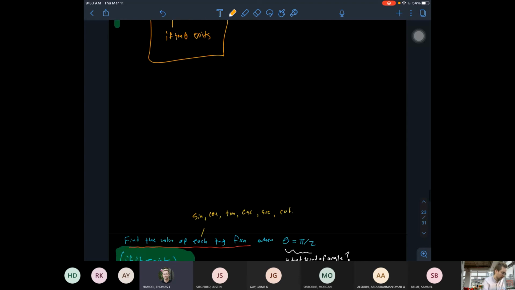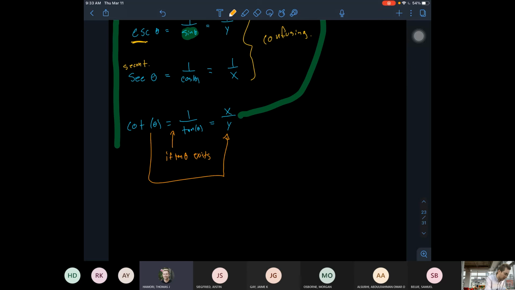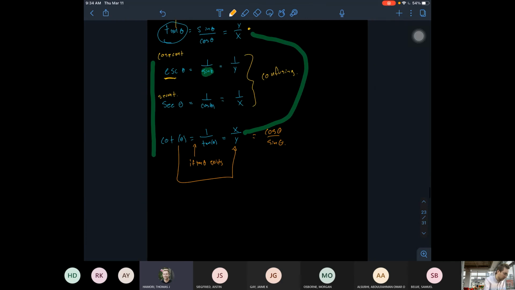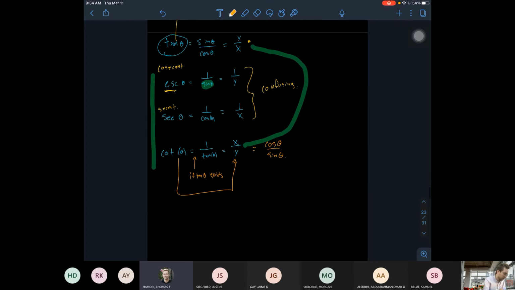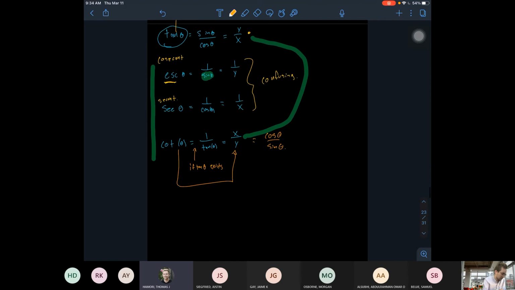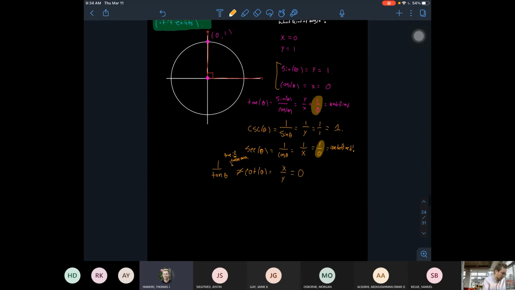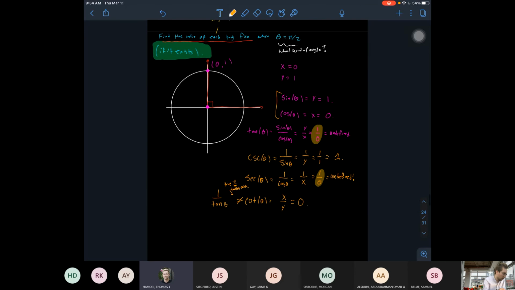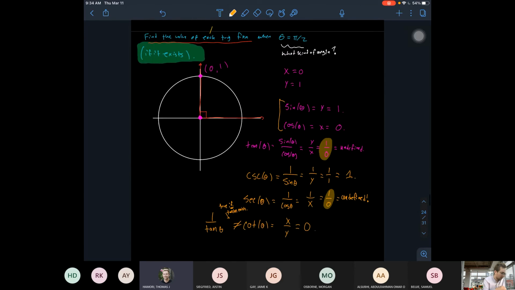Okay? Another way you can think about cotangent would be to say it's equal to cosine of theta divided by sine theta. All right. Any questions about this problem we did here?